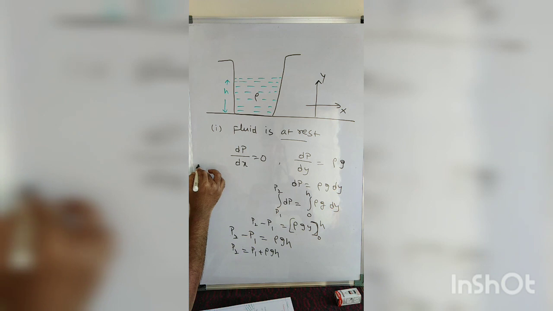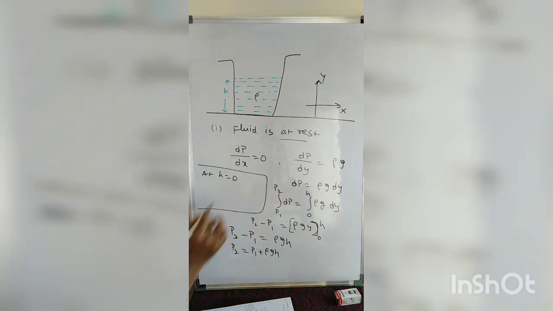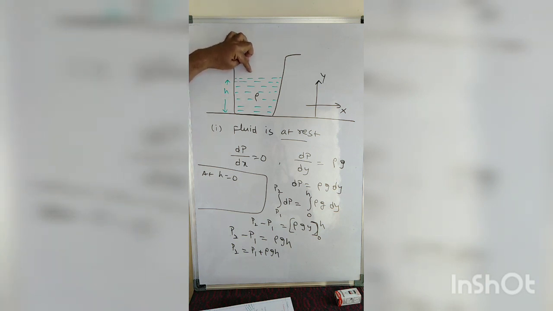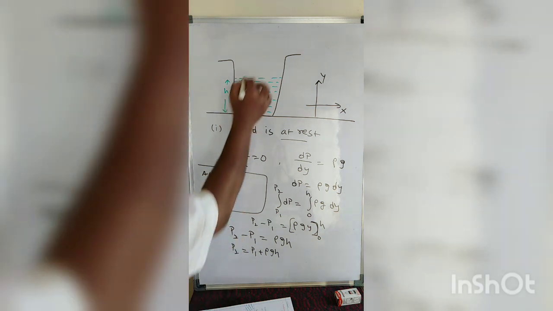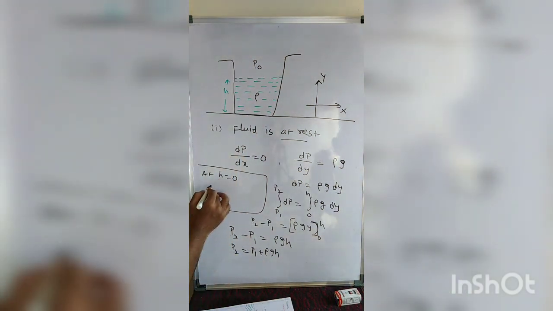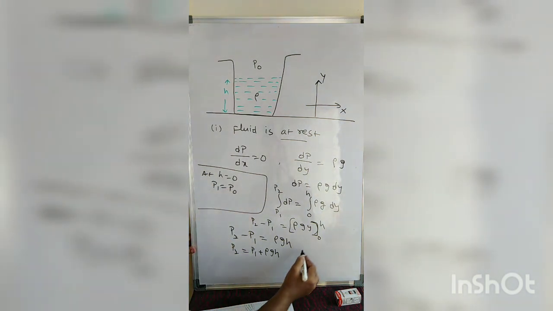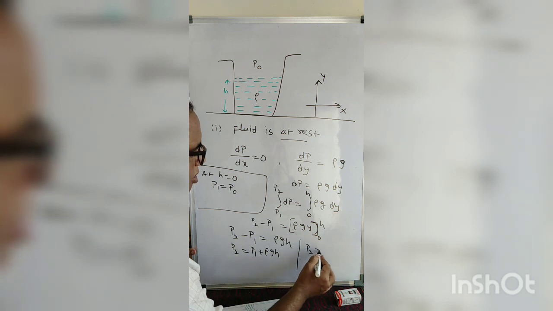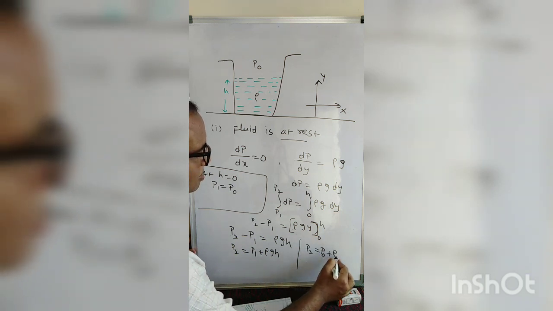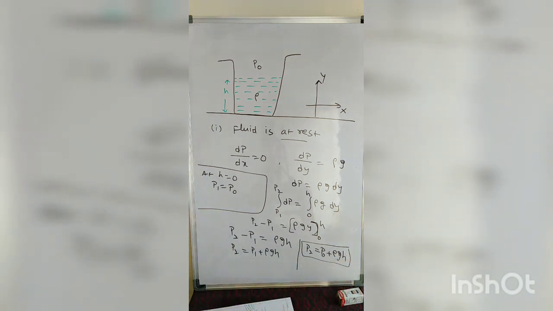Okay, now let us observe carefully. Say at h equal to 0. h equal to 0 means you are in the air. So air means what is there? It's nothing but the atmospheric pressure. Now tell me, what is the P1 value? The P1 value is P0. So therefore, what is the P2 value then? The P2 value is nothing but P0 plus rho g h.